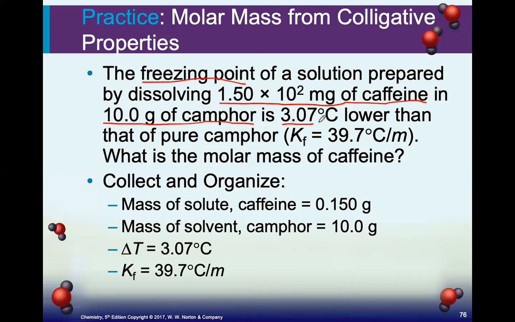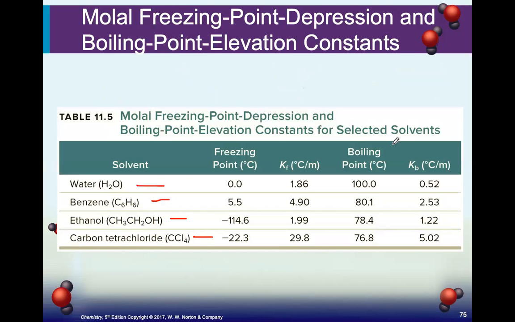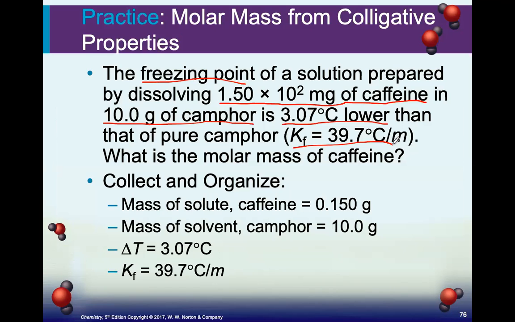And this is the delta T. So that means that this is the value of the delta T of freezing. Since the water is at 0, the lower, oh no, excuse me, this is the lowering of the camphor freezing point. So it was 3.07 degrees lower than the pure camphor. And we have the Kf of the camphor. Let me just check that it wasn't one of the solvents. No, it wasn't one of these. So that's okay. But they gave us the Kf, so that's all we need. So they say calculate the molar mass of caffeine.